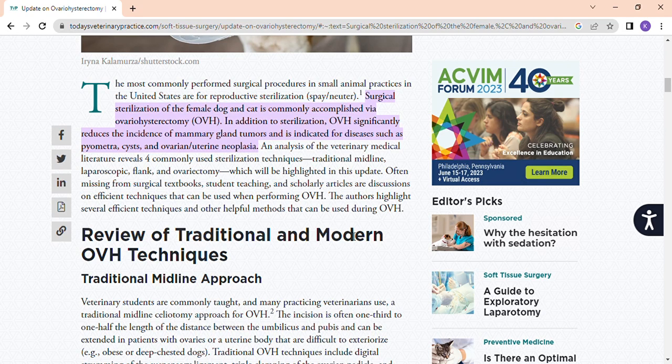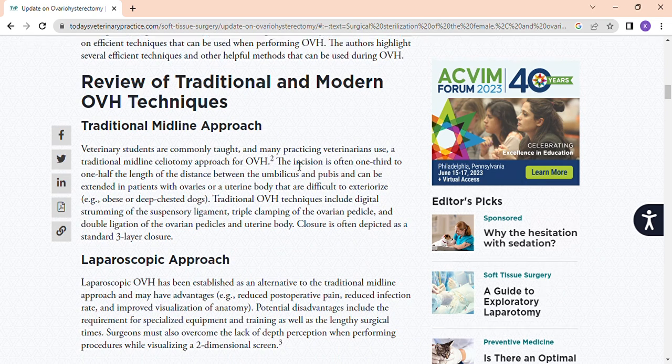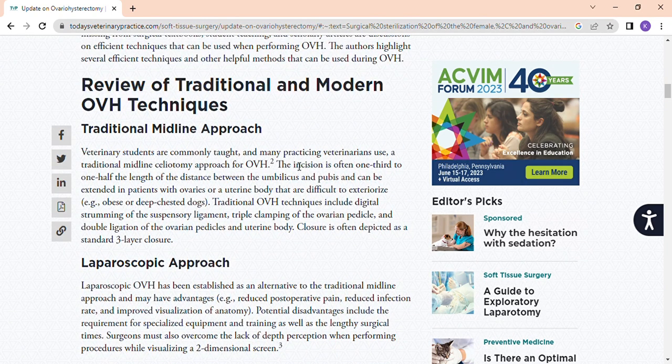An analysis of the veterinary medical literature reveals four commonly used sterilization techniques: traditional midline, laparoscopic, flank, and ovariectomy, which will be highlighted in this update. Efficient techniques that can be used when performing OVH are often missing from surgical textbooks, student teaching, and scholarly articles or discussion. The authors highlight several efficient techniques and other helpful methods that can be used during OVH. I think this article is going to be very interesting and we are going to learn a lot of new things from this. So, a review of traditional and modern OVH techniques.